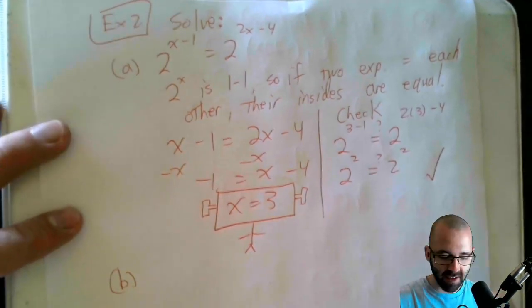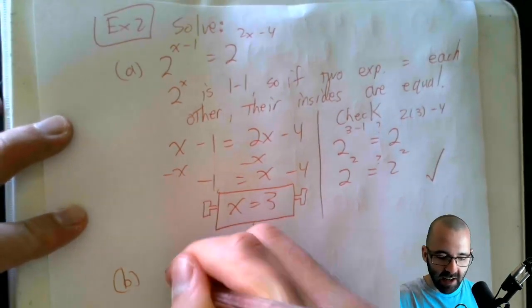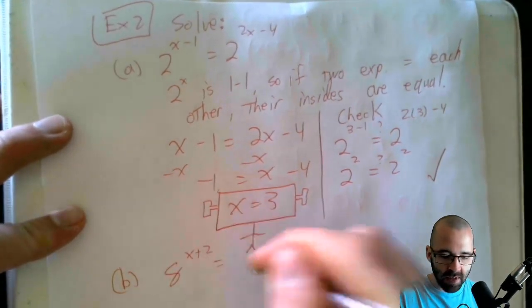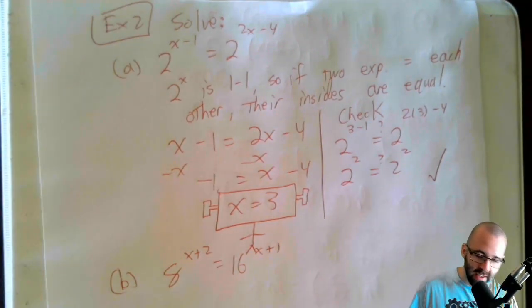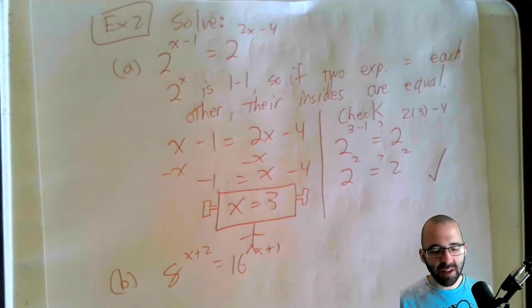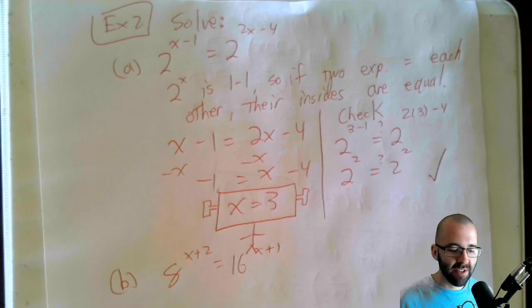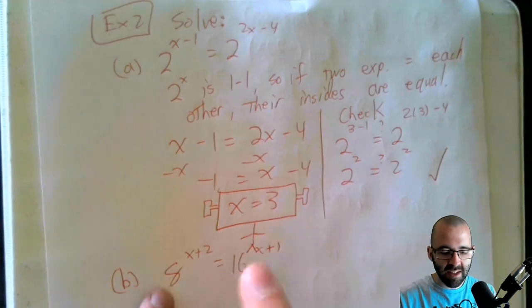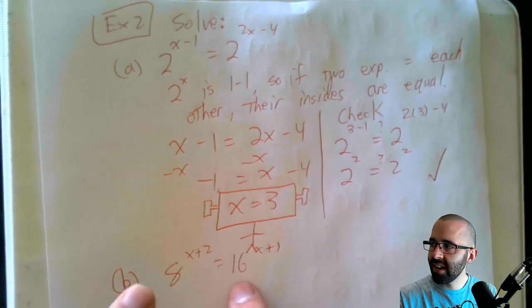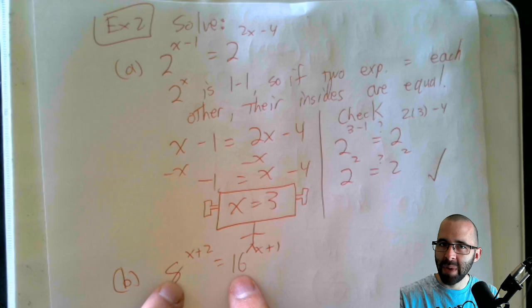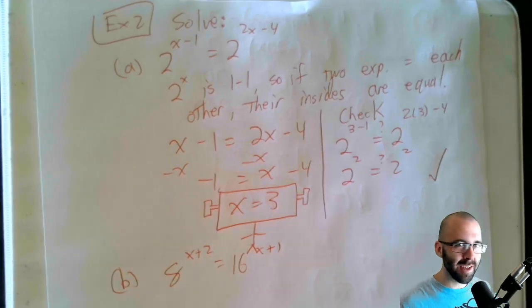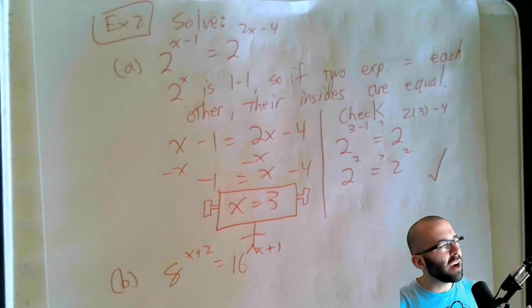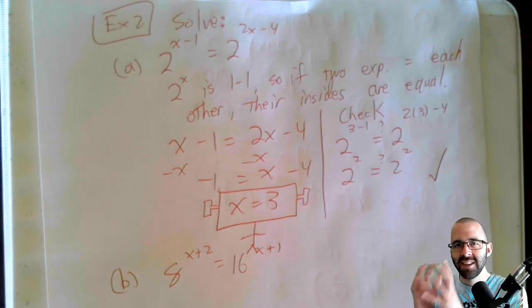Part B. 8 to the x plus 2 equals 16 to the x plus 1. And you say, okay, great. If 2 exponential functions are equal to each other, then their insides have to be equal. But these aren't the same. They have a different base. So we're going to solve this the same way we solved the other one, but there's a little glitch.